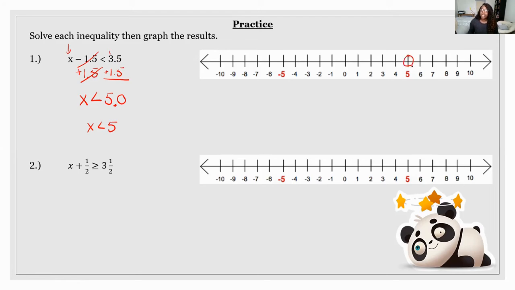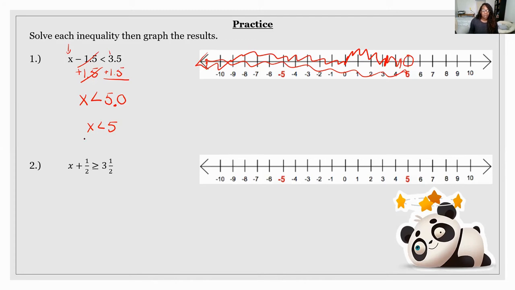And which way am I going to shade? Am I going to shade to the left or am I going to shade to the right? So hopefully you're saying shade to the left because it's less than. So all these values, okay, are going to make that into a true statement, okay, but not including 5. You can get 4.8, you can get 4.964, but you can't get exactly 5, okay?